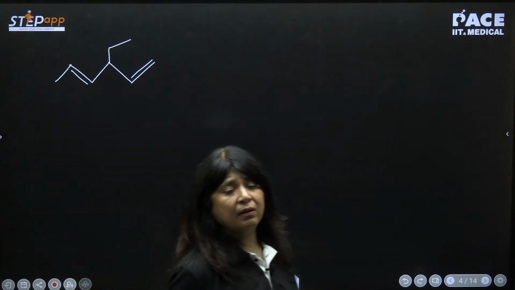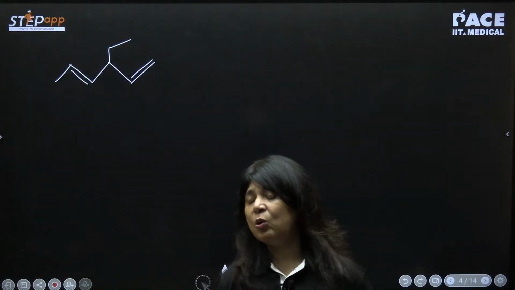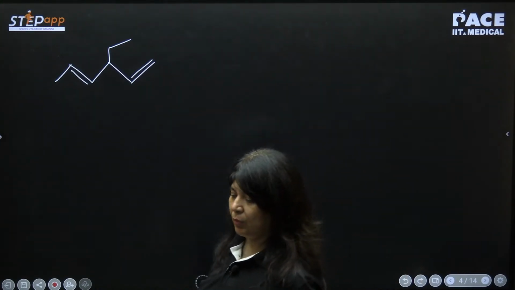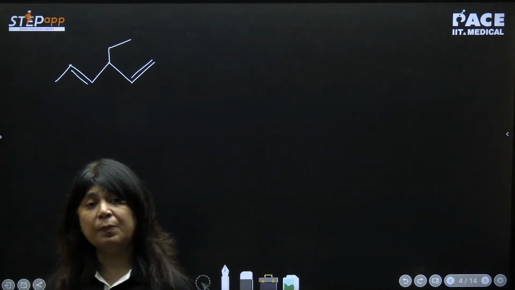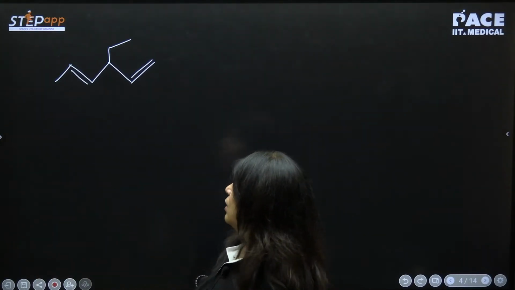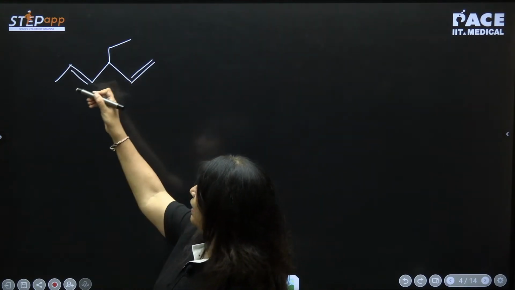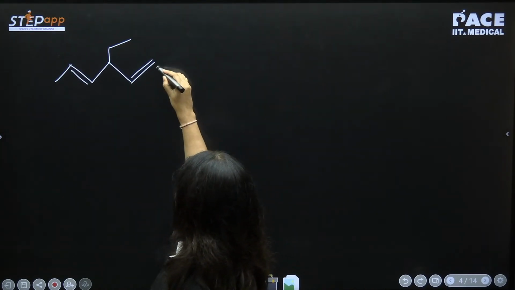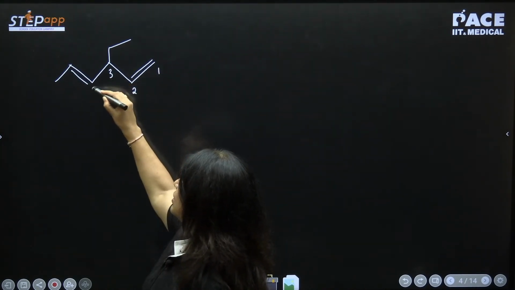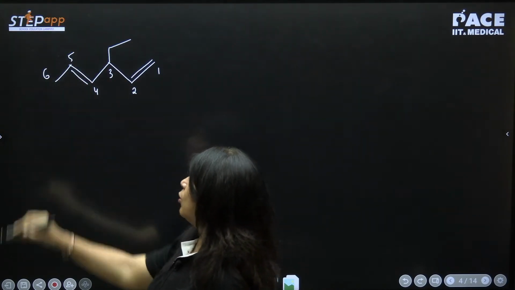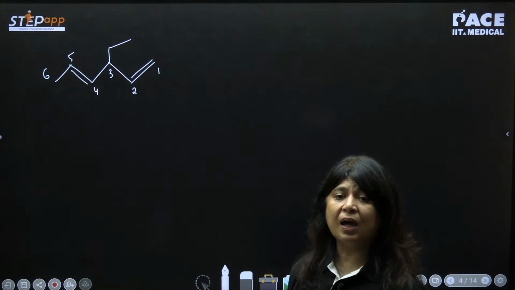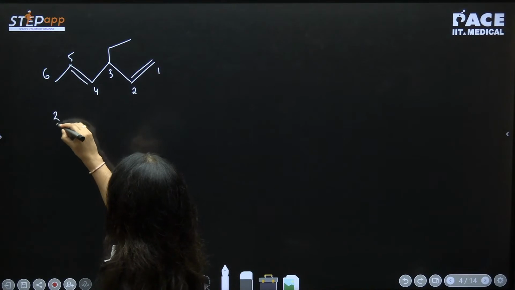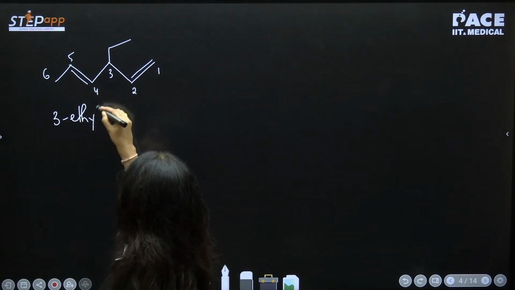Numbering for this compound again. Okay, now one thing to be taken into account here is both the double bonds should be included in the parent chain. So numbering will begin from that end, which is going to give you the smallest locants for the double bond. So this compound has to be numbered from this end, because this end will give you the smallest locants for the double bond. The substituent here lies on carbon 3. It's an ethyl group because 2 carbons. So on the third carbon you have an ethyl group.